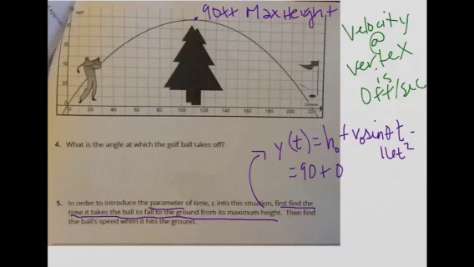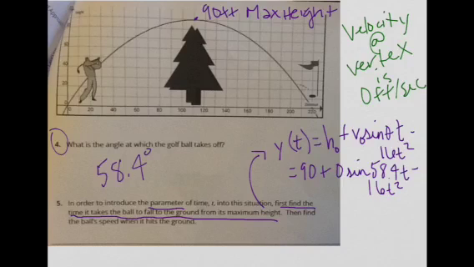And then we're going to multiply that 0 by the sine of the angle we found in number 4, which was 58.4 degrees. So that's the sine of 58.4, and then that's times t, minus 16t squared. Well, anything times 0, as you all know, is 0, so that cancels all of that out. And so we're left with our equation of y of t equals 90 minus 16t squared.